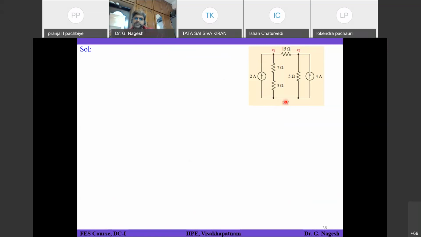Try to apply nodal analysis at node 1 and find your first equation. Same thing you follow: all currents coming out of that particular node. I will give you time, so try to do that. Find equation 1 at node 1 applying nodal analysis, which is nothing but KCL, with all currents coming out of that node.